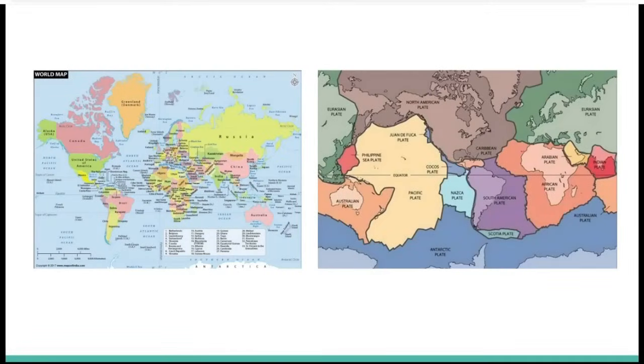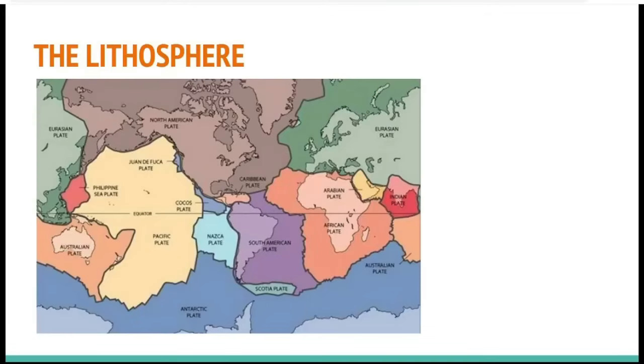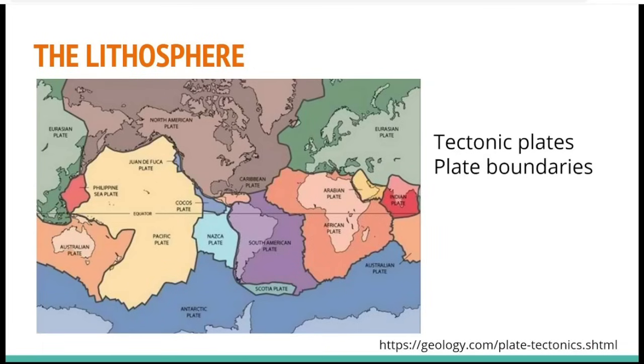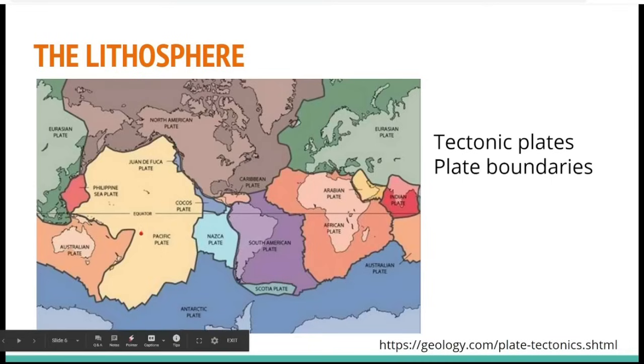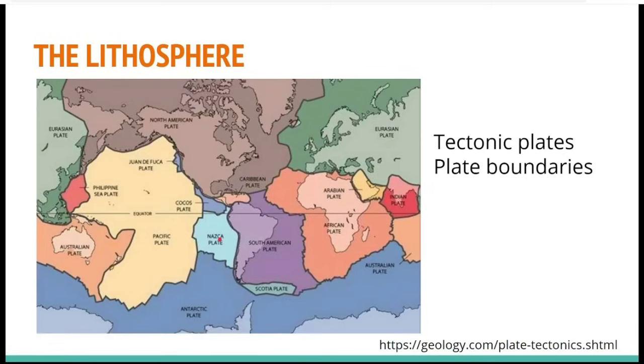Let's inspect the right map further. In this map, we can see tectonic plates and plate boundaries. The smaller sections of the lithosphere are called tectonic plates. This yellow plate is one tectonic plate. This brown land is also one tectonic plate, and same with these small pieces. They are all called tectonic plates.